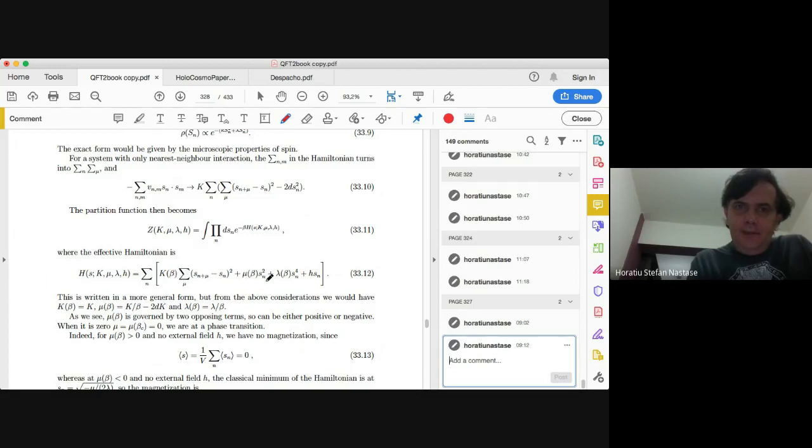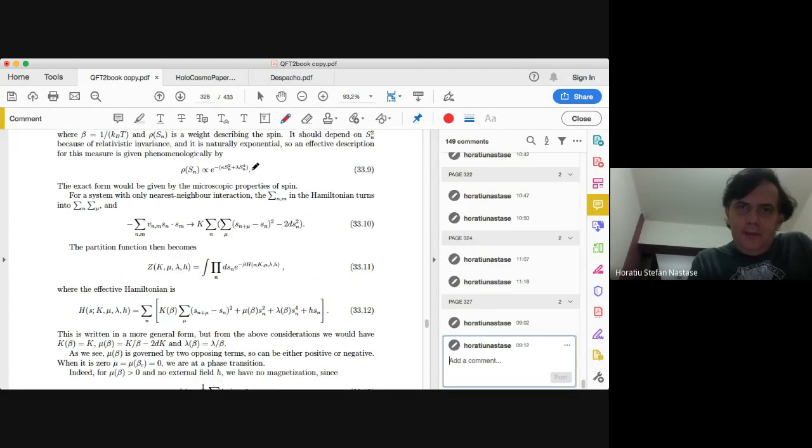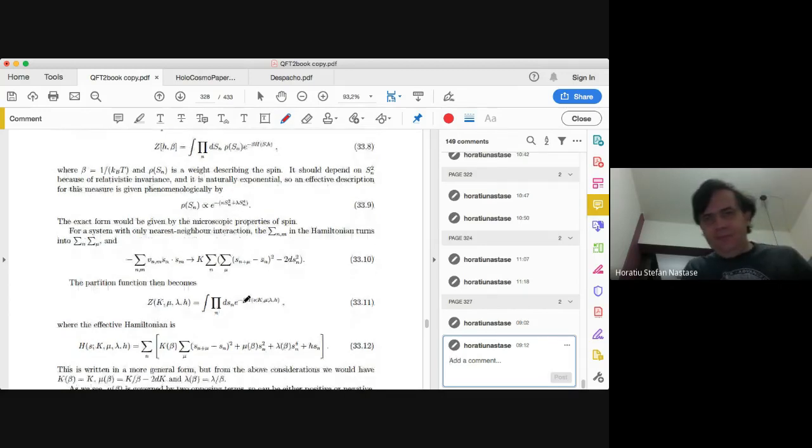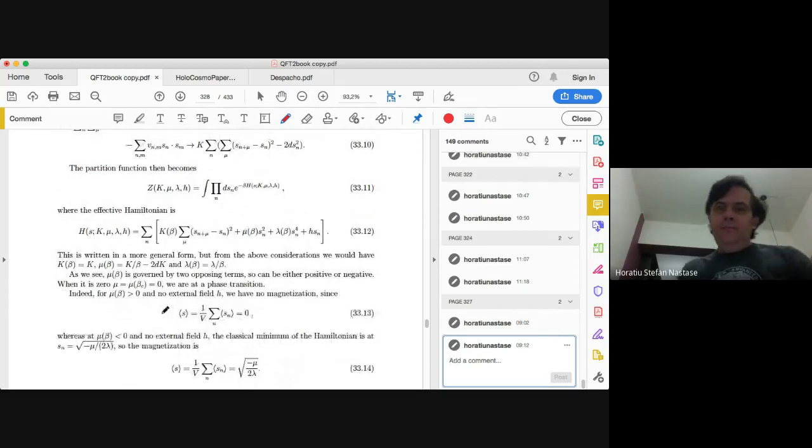And then mu of beta, sorry, this is mu of beta, yeah. And then lambda of beta is lambda divided by beta, right? Sn to the 4 is lambda divided by beta, because I put this rho into the Hamiltonian. So I write this as e to the minus beta times this thing divided by beta, right? Okay, so we look at this mu of beta and we see that there are two opposing terms.